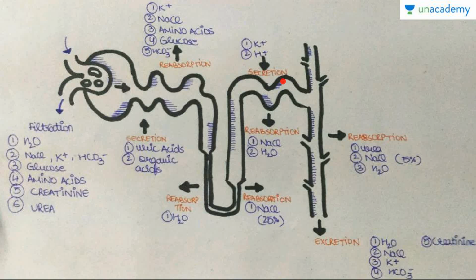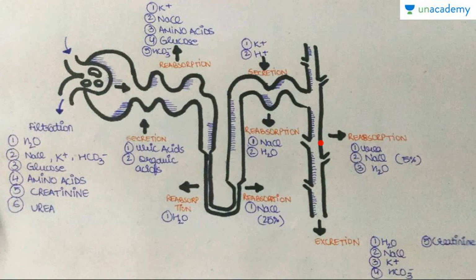So now this filtrate starts moving towards the collecting duct. Here again some water, NaCl and urea is reabsorbed. Okay, so this is 25%, this is 5%. Here NaCl absorption is about 65%. So that is how an ionic balance is maintained throughout the body.